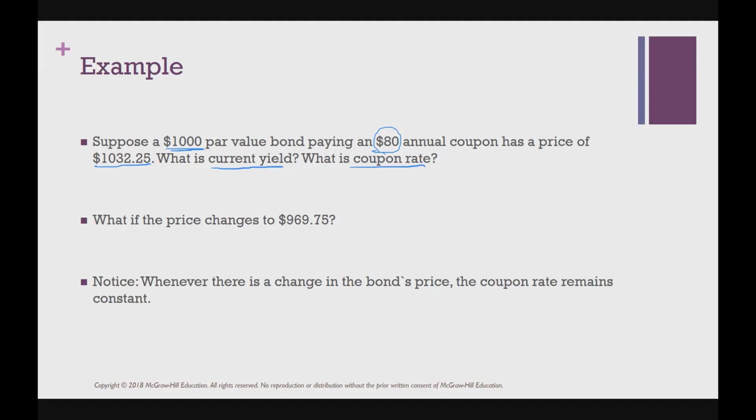As you remember, the coupon rate is the coupon, which is $80, divided by the par value, so it is 8%. The current yield is the coupon, which is $80, divided by the price. But the price is not $1,000. The price is $1,032.25. When you divide this, you will get roughly 7.7%. So we are done with this part of the question. It says, what if the price changes to $969.75? The coupon rate does not change, it's still 8%.